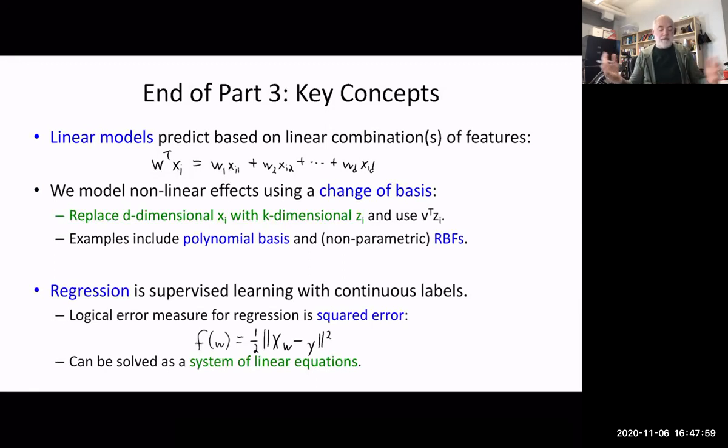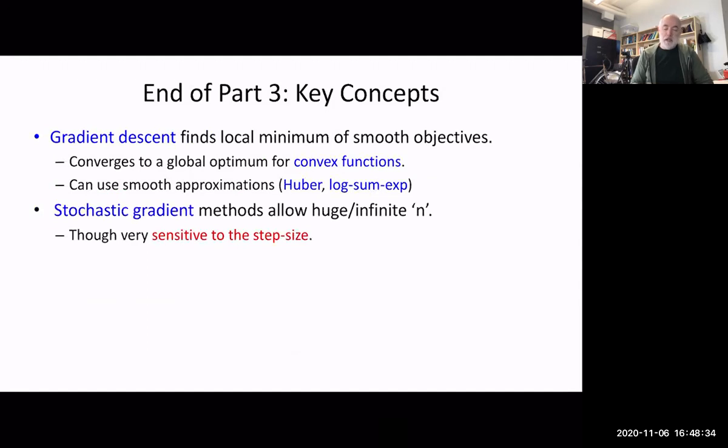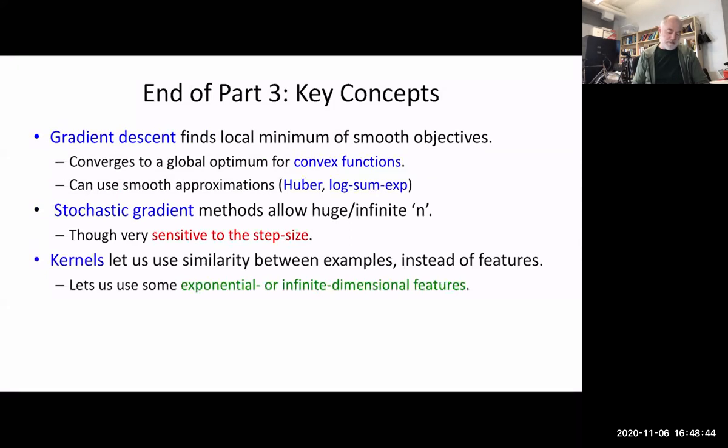We've established that regression is supervised learning with continuous labels, and we talked a lot about the squared error and showed that we could do parameter estimation in such a model by solving a system of linear equations. We talked about gradient descent, which allows us to find a local optimum of smooth losses or objectives. If your loss happens to be convex, you can get to a global optimum efficiently, usually. We know to smooth a bunch of our losses using Huber or log-sum-exp tricks, that sort of thing. And we know how to deal with really large data sets, even with very large feature spaces, using stochastic gradient. Although we talked a little bit about step size.